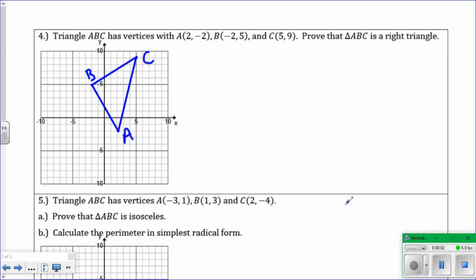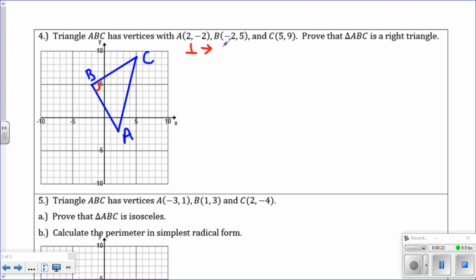In number 4, we have a triangle, which I've already graphed, and it says to prove the triangle ABC is a right triangle. Well, you can tell from the graph that here is the right angle, the 90-degree angle. Well, what do we know about a right angle? Well, these 2 sides, BC and AB, they are perpendicular. Okay, so we have perpendicular sides.